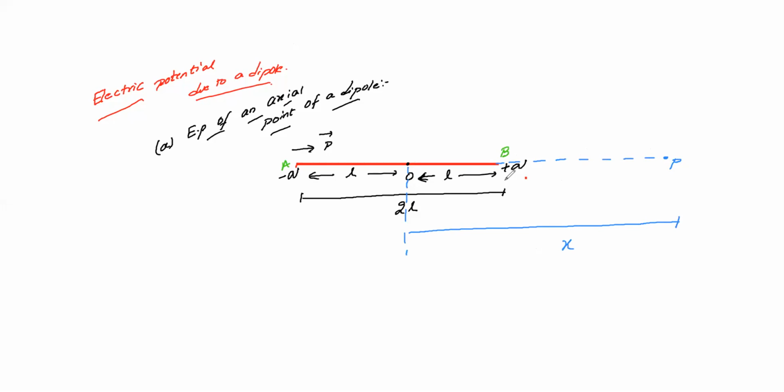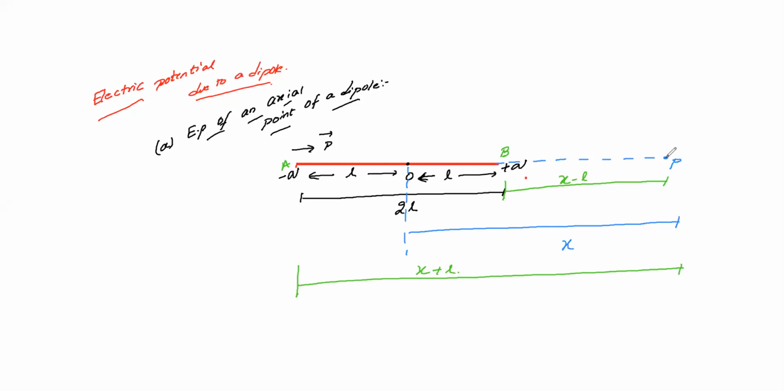Okay, so from B point to P point, the distance will be x minus L. And from the A point to the P point, the distance will be x plus L. So these are your distances. It won't change on the axial points. Now, let's see that. So we know the distances.